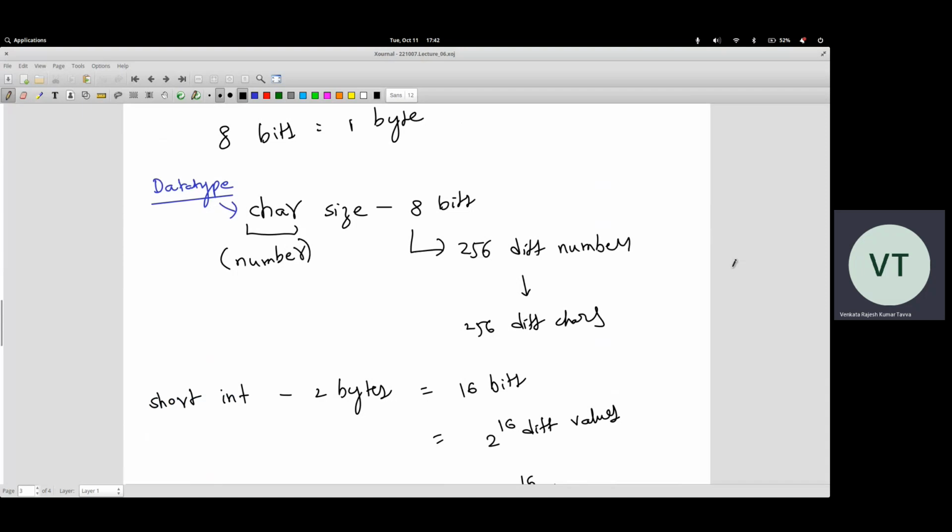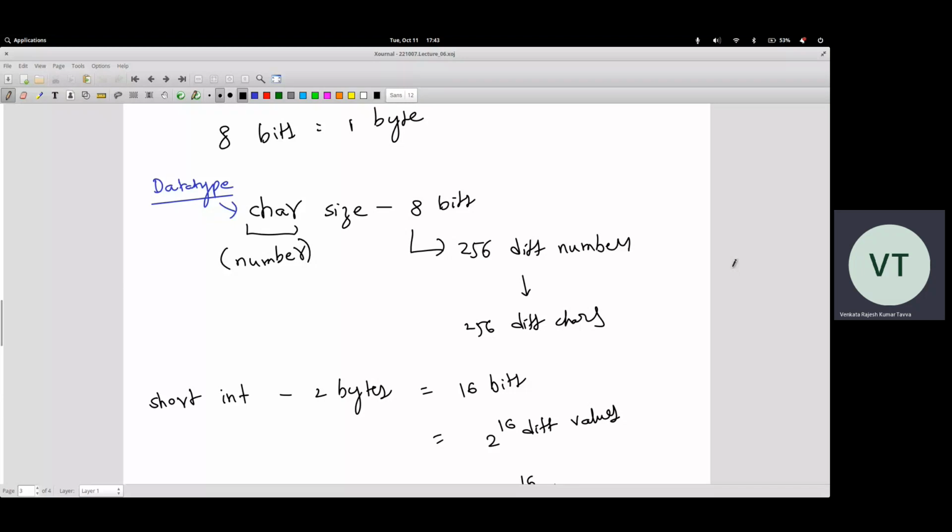suppose if A is 1, B is 2, C is 3, D is 4, and so on, then C minus A will be 2. Suppose A is 97, then B is 98, C is 99, D is 100 and so on. Then C minus A will be 2. Suppose A is 10, B is 11, C is 12, then D is 13 and so on. Then C minus A will be 2 only. You don't need to know the ASCII values to find out C minus A.